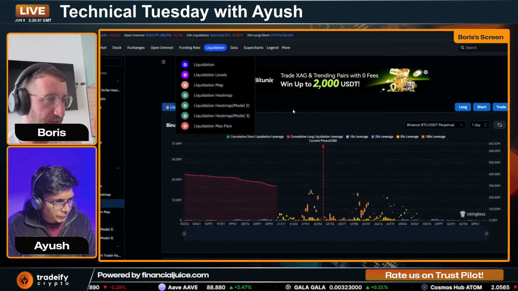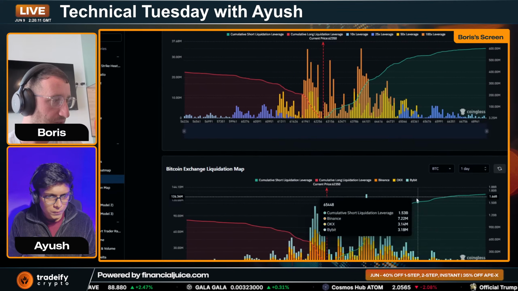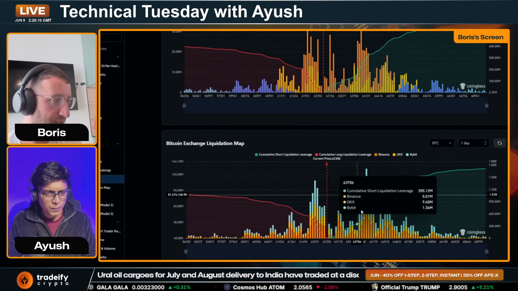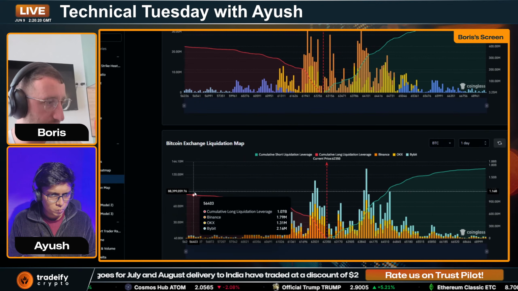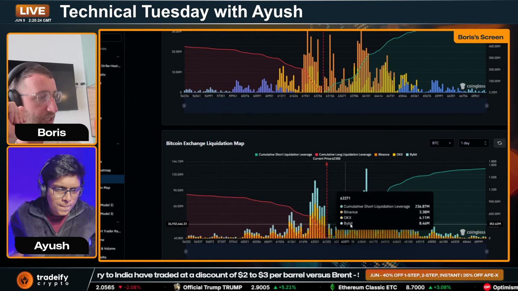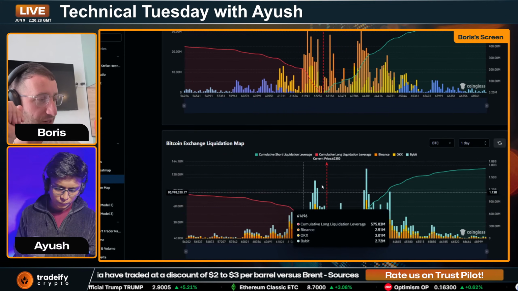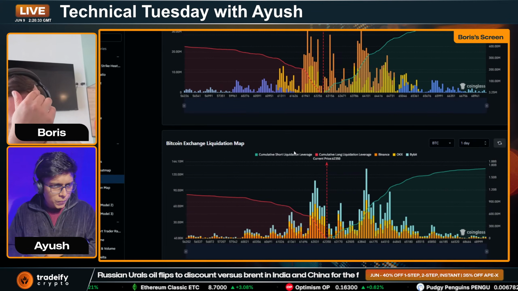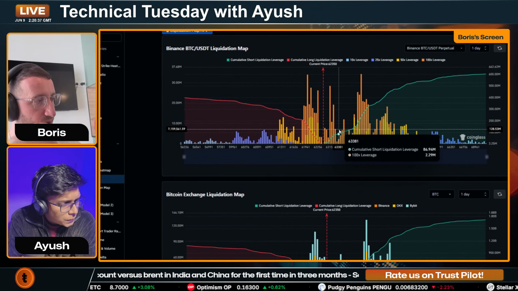Yeah, we haven't taken a look at this in a while, so let's take a look. All right, so the interesting thing here is that a lot of long positions were wiped out on the move down to 59K. So right now there's a bit of liquidity to tap into for bears, but really it's the shorts that are in trouble right now.